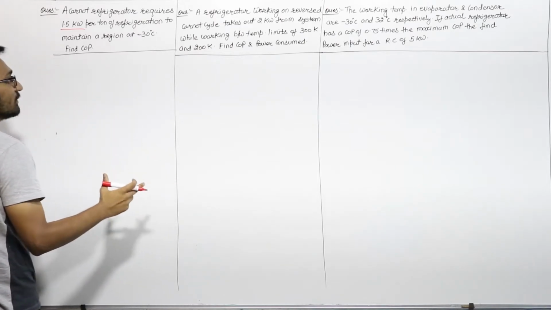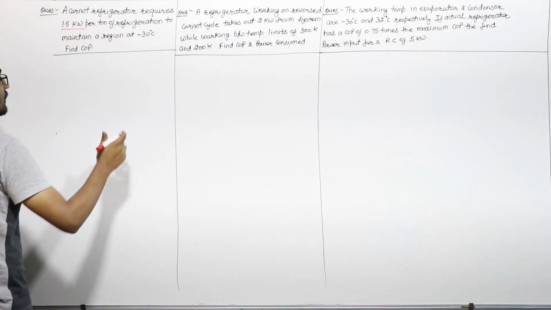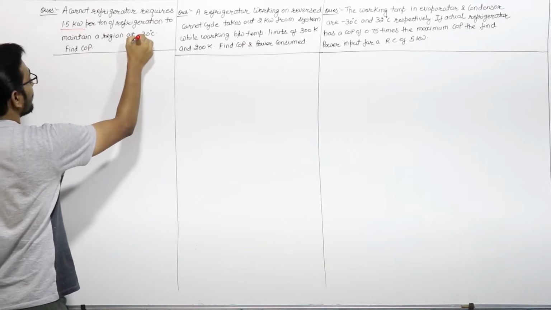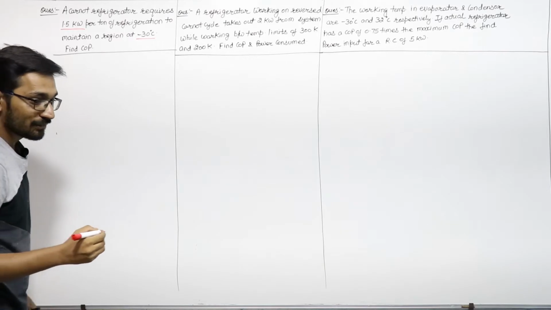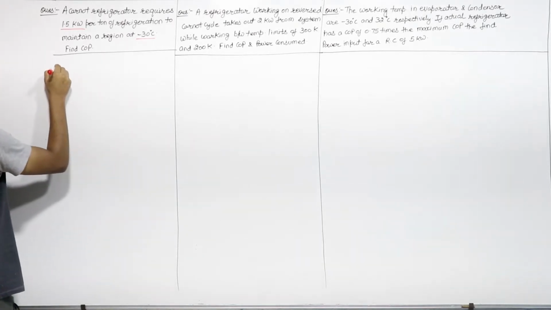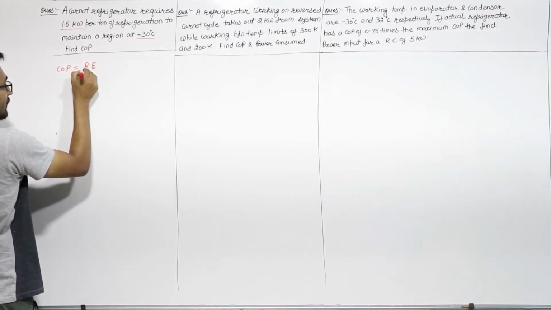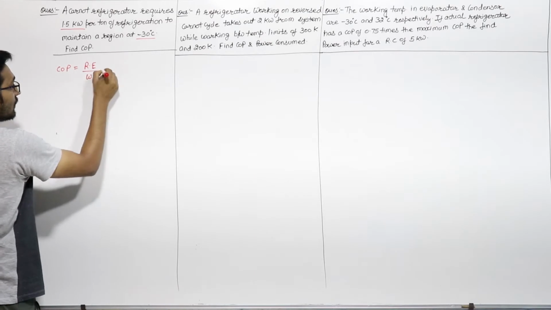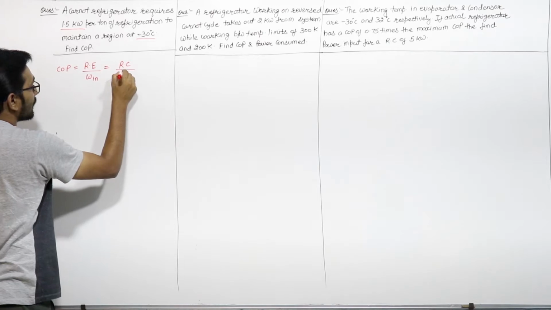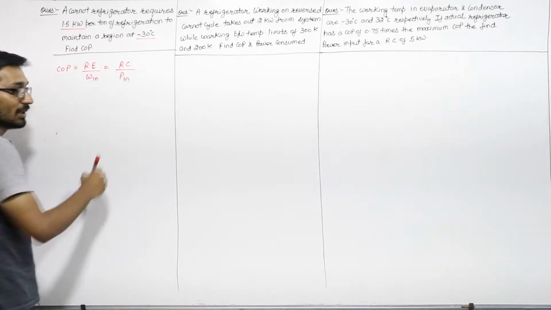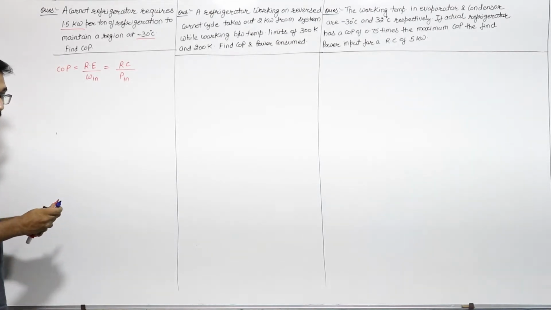For 1 ton of refrigeration, the power required is 1.5 kilowatt, and it is to maintain a region at minus 30 degrees Celsius. We have to find the COP. So we know that the formula for COP is equal to refrigeration effect divided by work input, or you can say it is equal to refrigeration capacity upon power input, if you multiply both with mass flow rate.